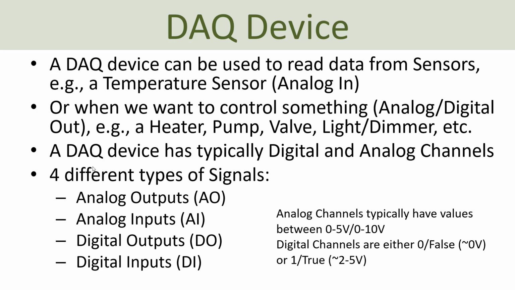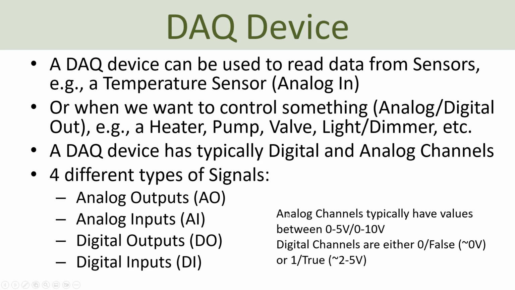So basically a DAQ device can be used to read data from different types of sensors. It could be temperature sensors, etc. And this is typically an analog input signal. Or we can use a DAQ device to control something, and then we typically use analog or digital output. And this could be a heater, it could be a pump, valve, it could be a light with a dimmer, etc. And typically a DAQ device has both digital and analog channels. So most DAQ devices have 4 different types of signals. You have analog output signals, you have analog input signals, you have digital output signals, and you have digital input signals.